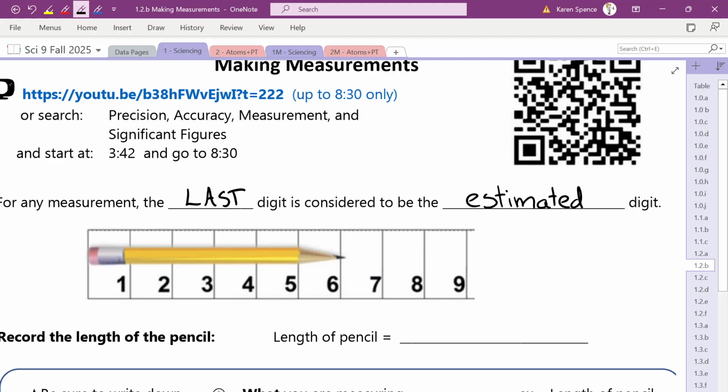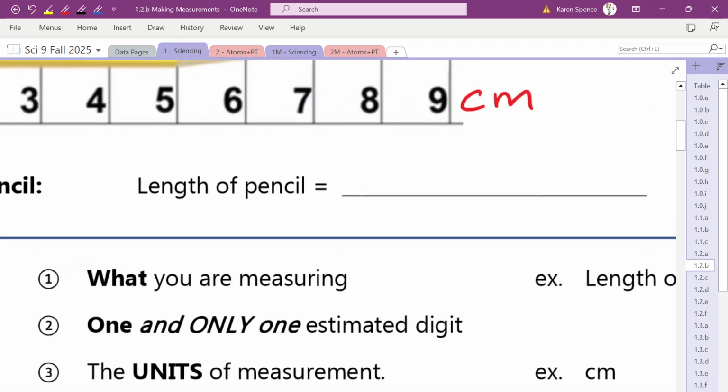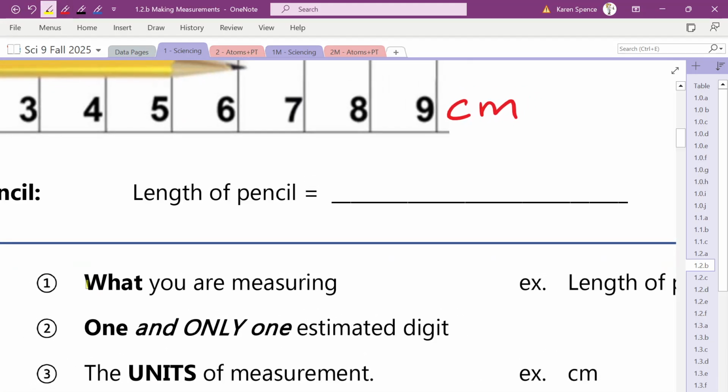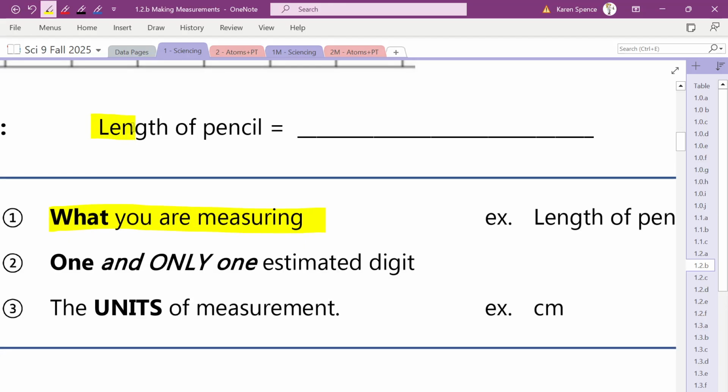So here we have a ruler, and this is measuring in centimeters. We would look at this ruler, and in order to record this measurement properly, we need to write down 3 things. In the little box, there are 3 things that you have to write down. You have to write down what you are measuring, so that would be the length of the pencil.